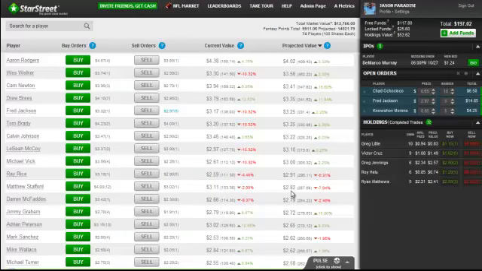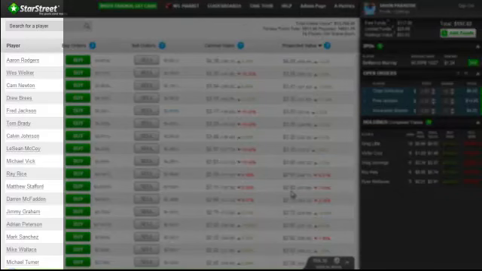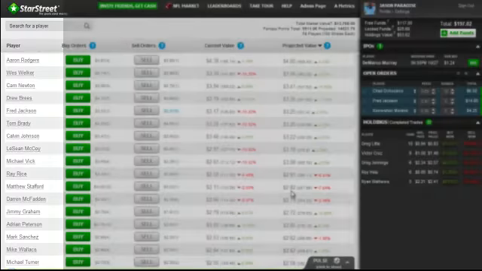When you're ready to make a trade, there are a few pieces of information that you'll want to look at. Here we are on the trading page. Let's take a look at what each of these columns means. The player column shows all the players currently on the market. These are the players that are available to be bought and sold.